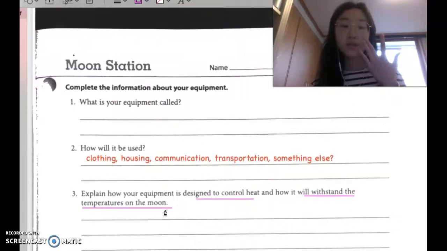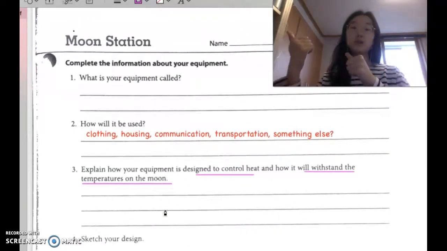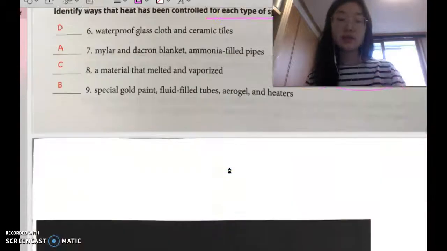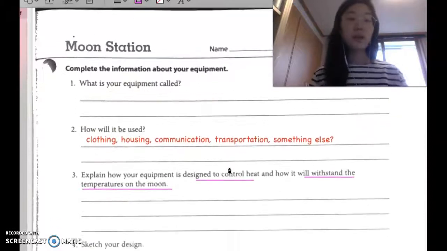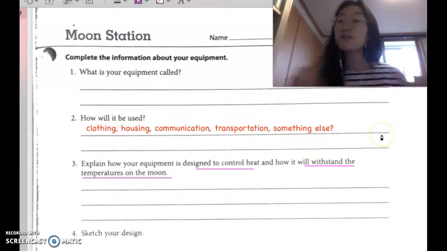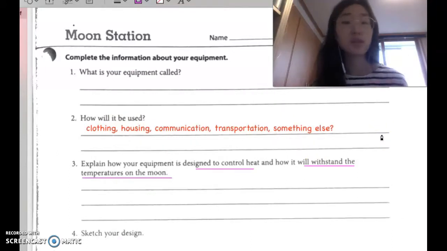So this is the page you have to complete and take a picture of and upload on Google Classroom or give it to me through email, along with this page, of course. But anyway, it says, complete the information about your equipment. What is your equipment called? So, name. How will it be used? You can choose either of these, or you can write something else, or you can write a lot more detail. It's up to you.